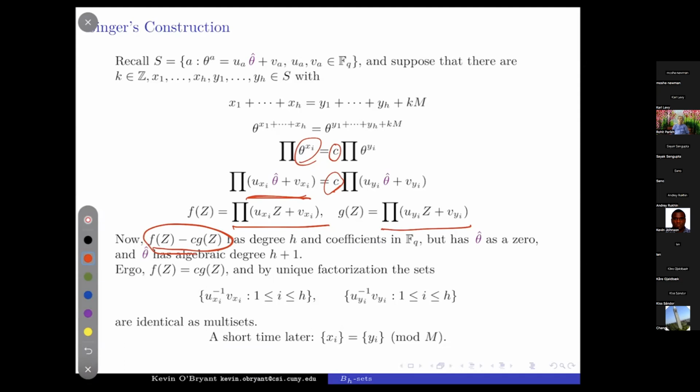The coefficients are in this field FQ, and it has theta, actually theta hat, as a 0, but theta generates the multiplicative group. So it has to, of FQ to the h plus 1. So it has degree h plus 1. If you have a degree h+1 thing that's a root of a degree h polynomial, the polynomial has to be identically 0. And so this forces f to be equal to a constant times g. And that means that by unique factorization over finite fields, the roots of f and the roots of g are the same.